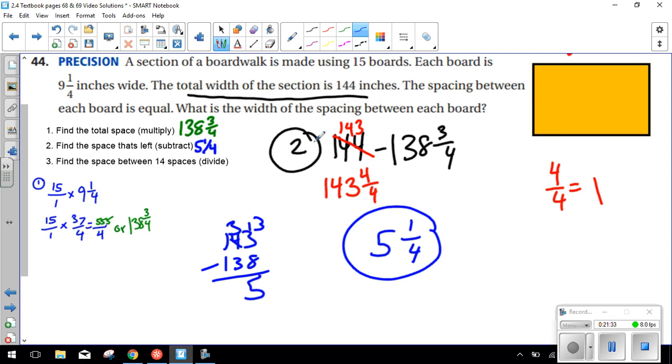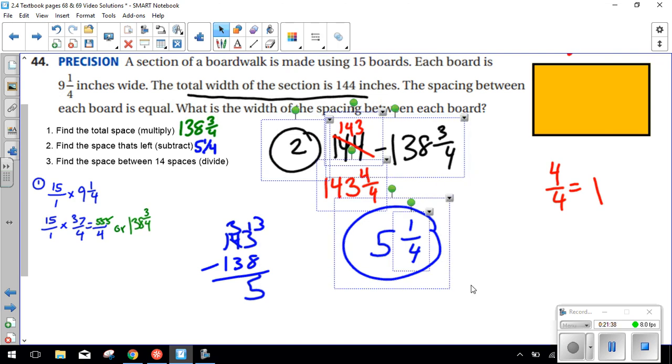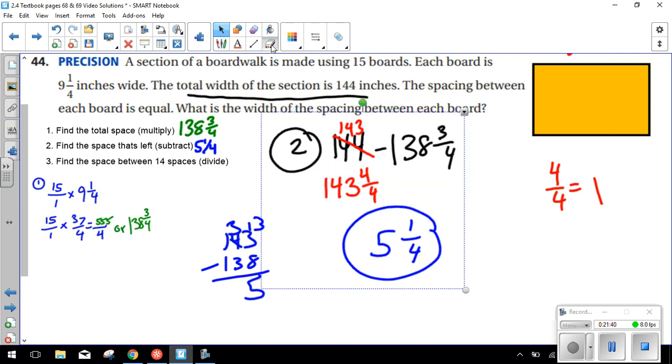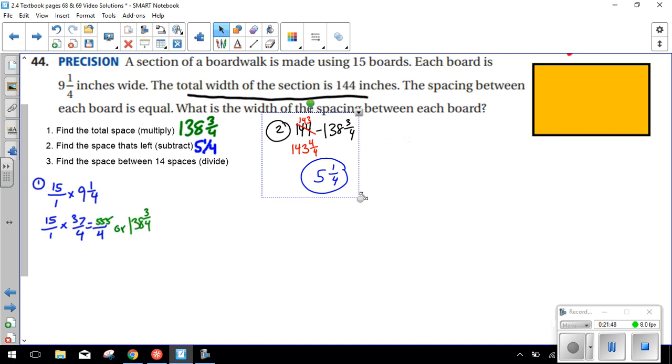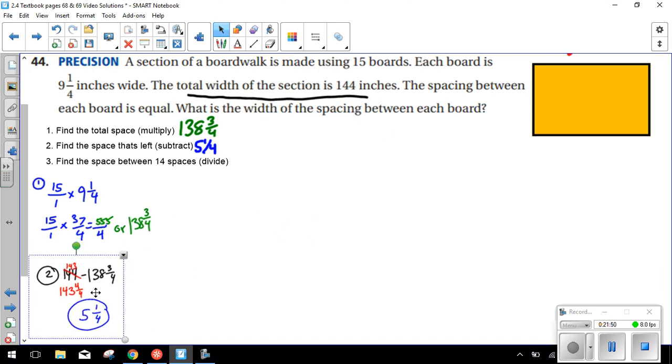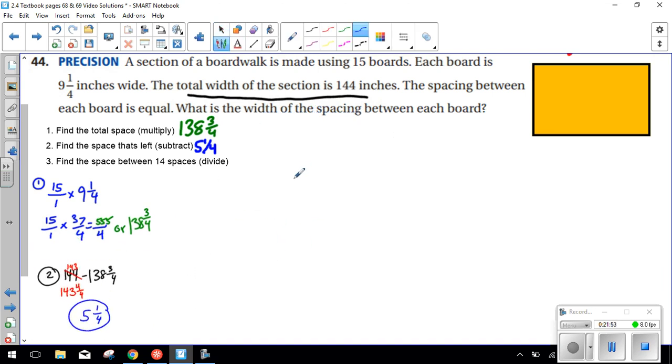Once again, I'm going to shrink some work down here. Let me delete a little bit of this stuff and shrink this down. This is step number 2. For step number 3, it's going to tell us to divide the space that's left between the 14 spaces. So it's essentially taking 5 1/4, the space that's remaining, into 14 equal pieces.